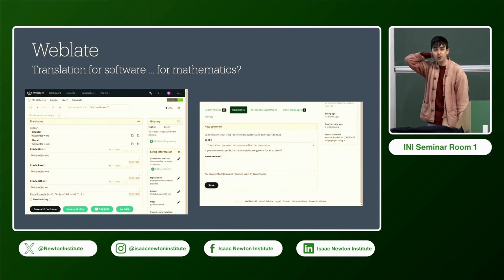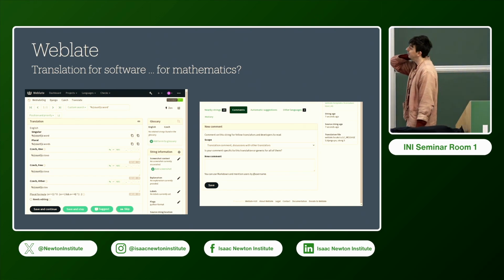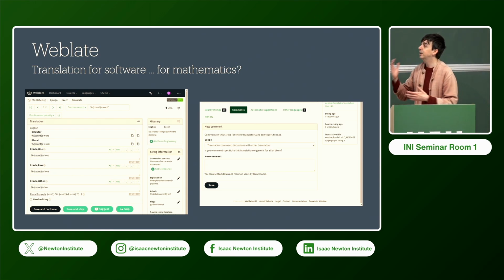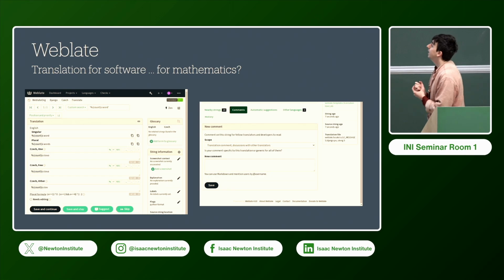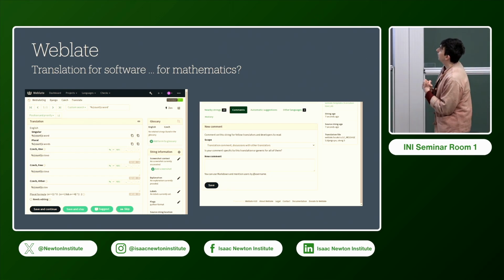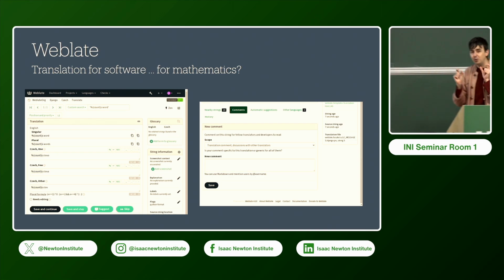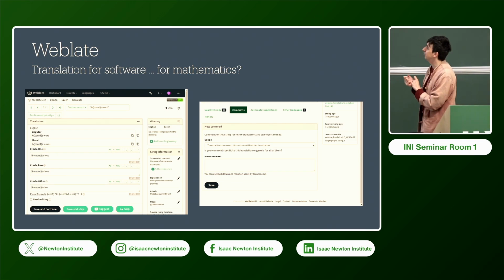Some software that's very useful, almost, but not quite for our specific use case, is this thing called Weblate, which is what software developers use to translate their software. For example, if you change the language in your web browser, someone has done that translation for you. But when you're translating any piece of software, you actually have some of the same things that you'll find when you translate mathematics.